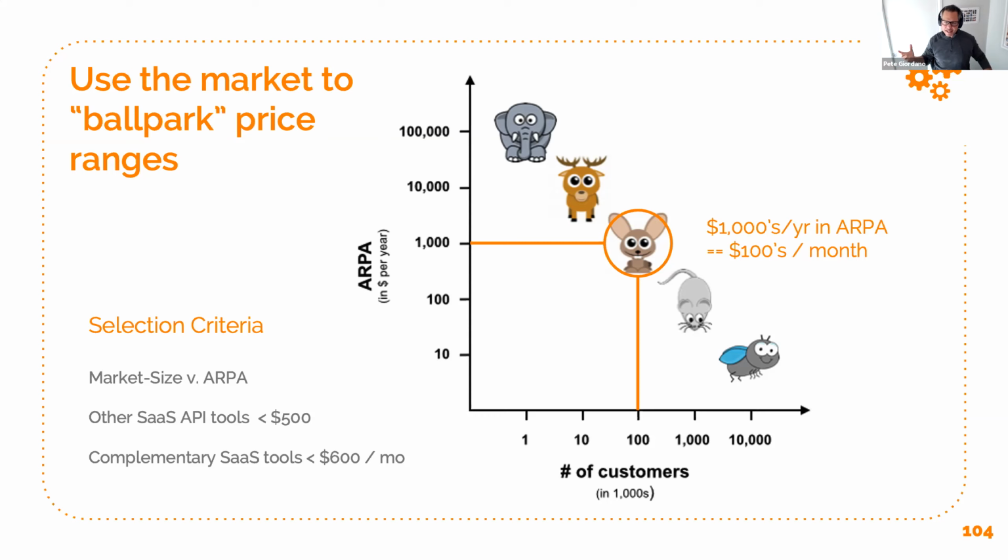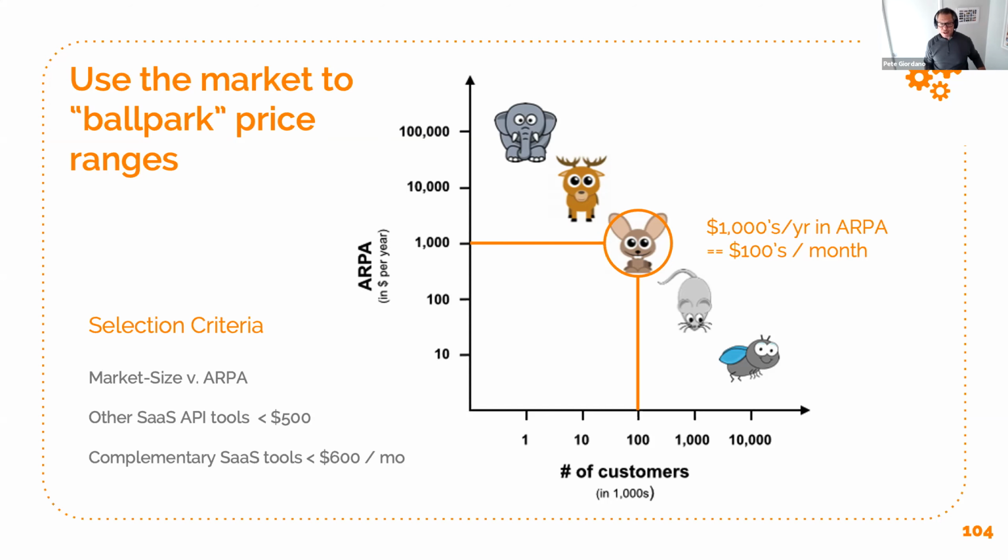Okay, if that's the case, then that means it's hundreds of dollars per month. Again, guys, I'm just ballparking. I'm just trying to whittle it in, right? The other thing you can look at, like we said before, what are the substitutes, the complements, what are the reasoning? Well, other SaaS API tools charge around $400 or $500. The other complementary SaaS tools that are in the API and engineering space are $600 a month. We're starting to get a ballpark.